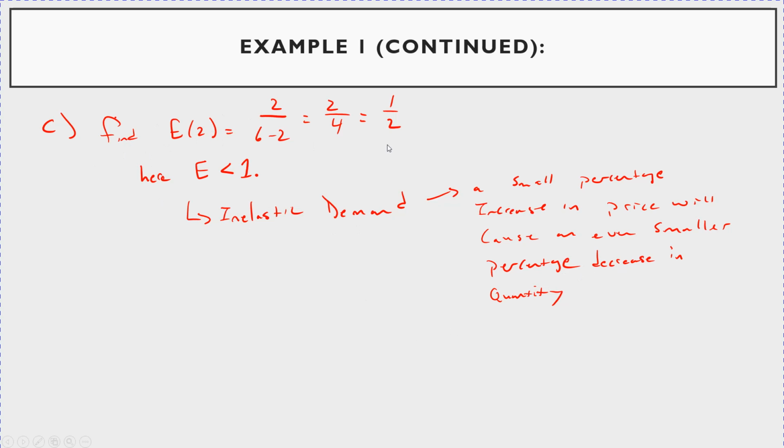Now let's do the same thing for E of 4. So here now you end up getting 4 over 6 minus 4, which is 4 over 2, which ends up being 2. So I won't go back in the slides here, but what this means is we have elastic demand because it's greater than 1.